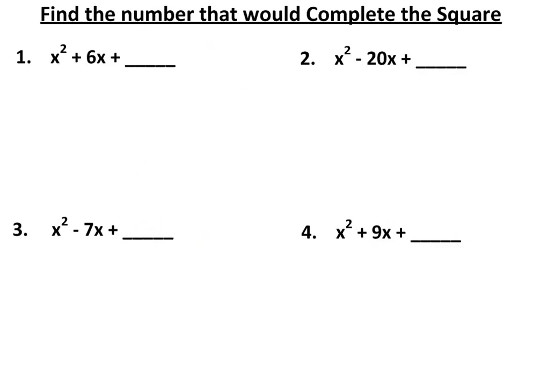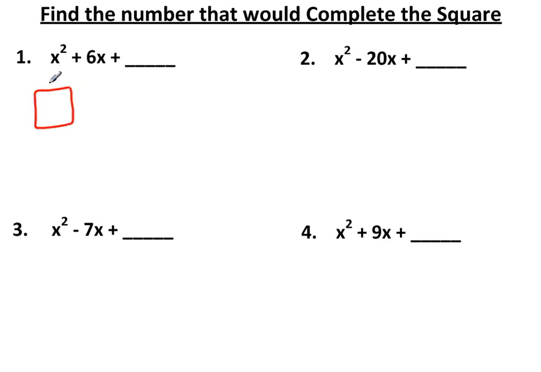So let's do some practice problems of actually finding that small missing part to complete the square. So I have x squared plus 6x plus blank. Well, if we look at our model, I'm going to do one just graphically to show you how it ties into what we did before.